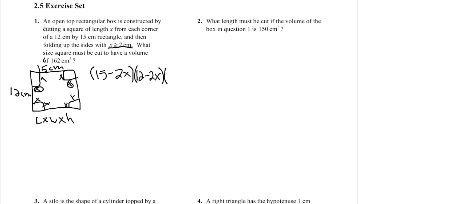And now the last one's going to be the height. So we don't know the height, but we do know that these things in the corners are all squares. So because the x's are the same, we know that the height's going to be x. Okay, and then we know all this is equal to 162. So now we're going to expand this out, and I'll do it in a few steps so you can see what I'm doing.